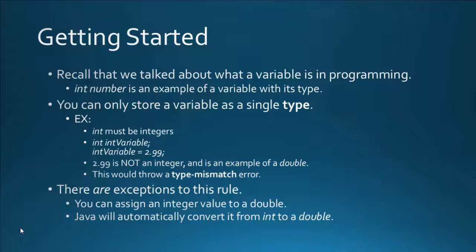Now there are some exceptions. You can take an integer and assign it to a double. So if you had double variable equals 1, that's okay. Even though 1 is not a decimal, 1 could be converted over, and Java will automatically do that. It'll change it from 1 to 1.0.